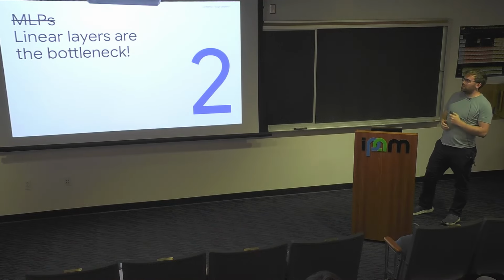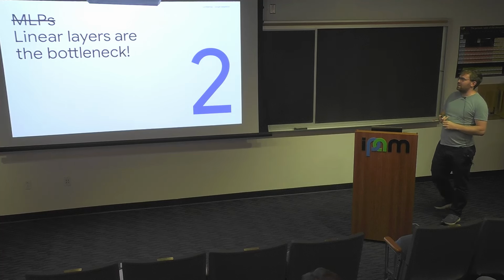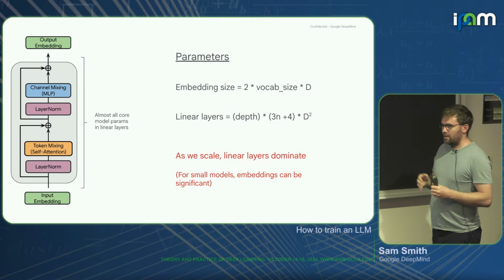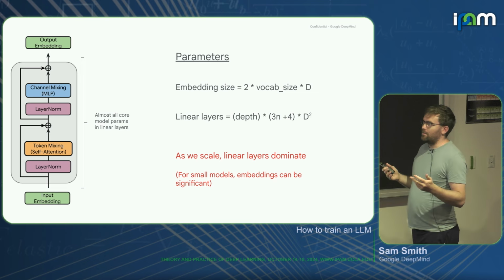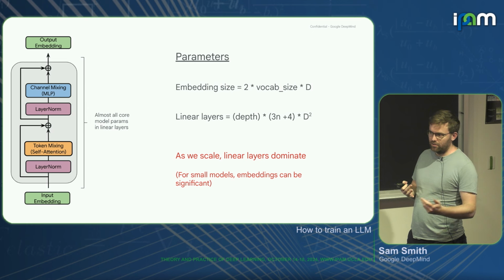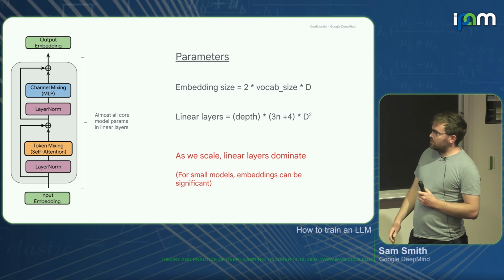Beautiful. Okay, so first of all, a thing that you'll hear described a lot on Twitter is people saying, oh my God, it turns out that MLPs are the bottleneck in transformers. Really, I'd say the true answer is that it's linear layers that are the bottleneck. So why is that? There are two main important things: how many parameters the different operations have, and then how many flops they perform.